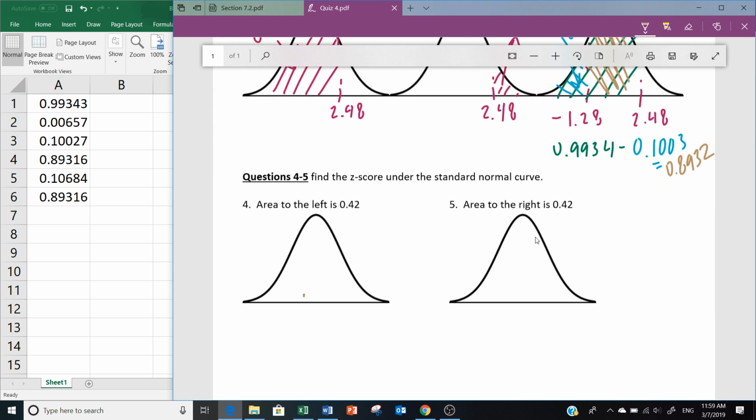Area to the left is 0.42. This time we're given the area, and we want to get the z-value. What do we use when we go from area to z? Are we going to use norm.s.dist? No. Inverse. Good.